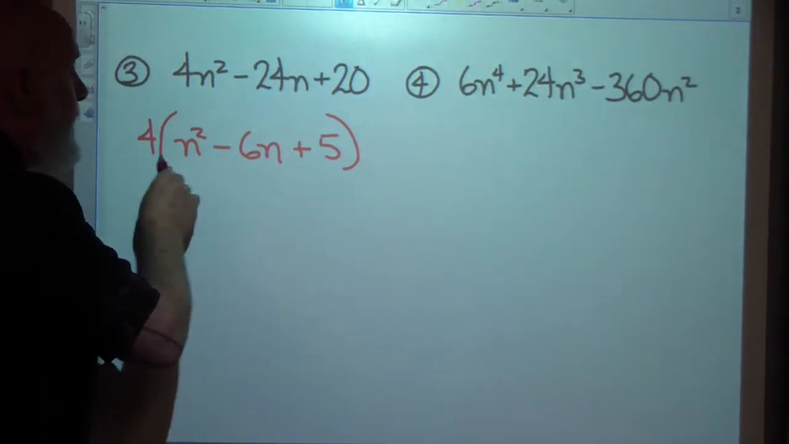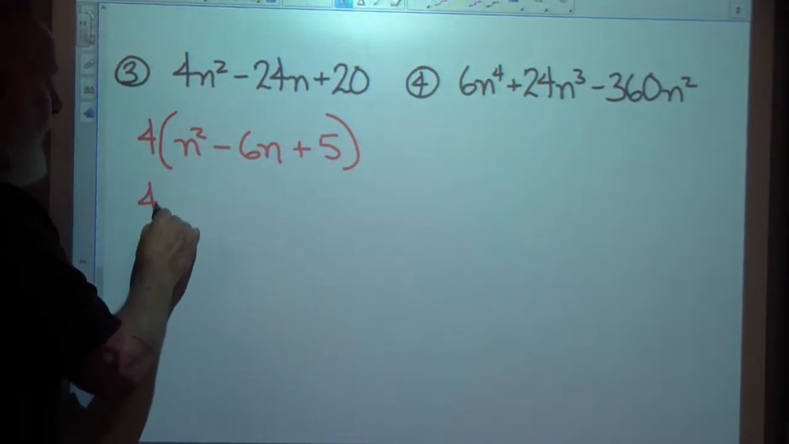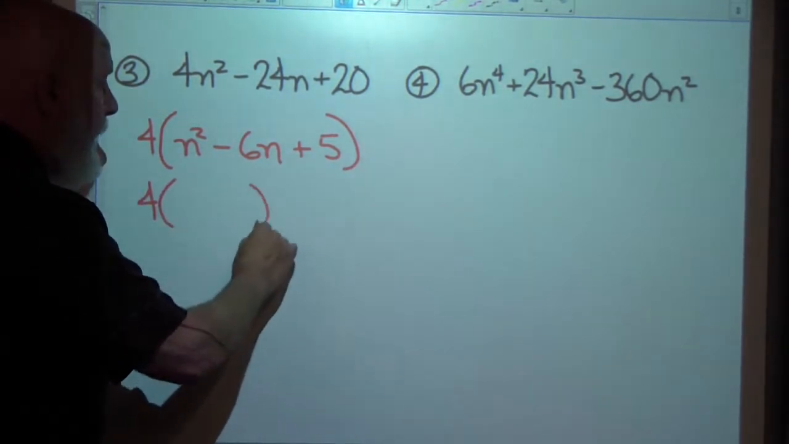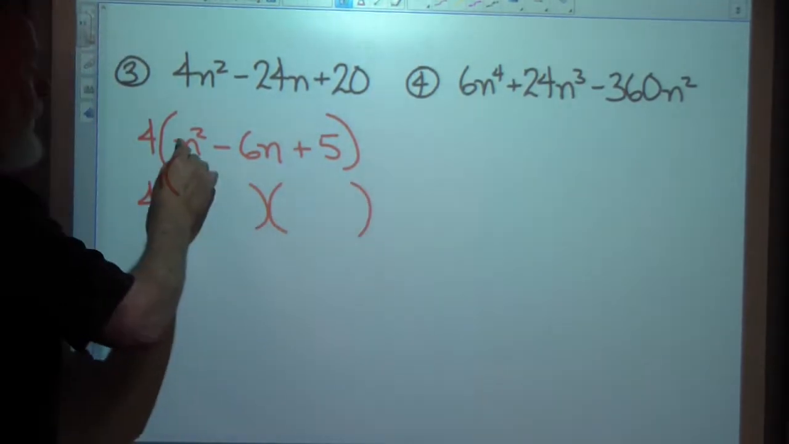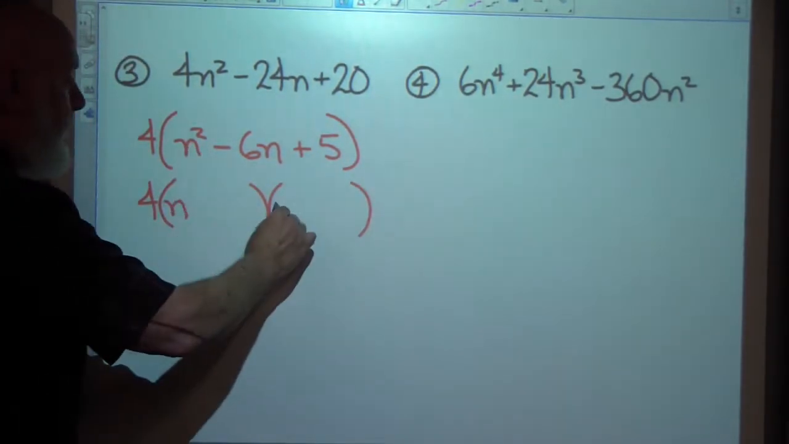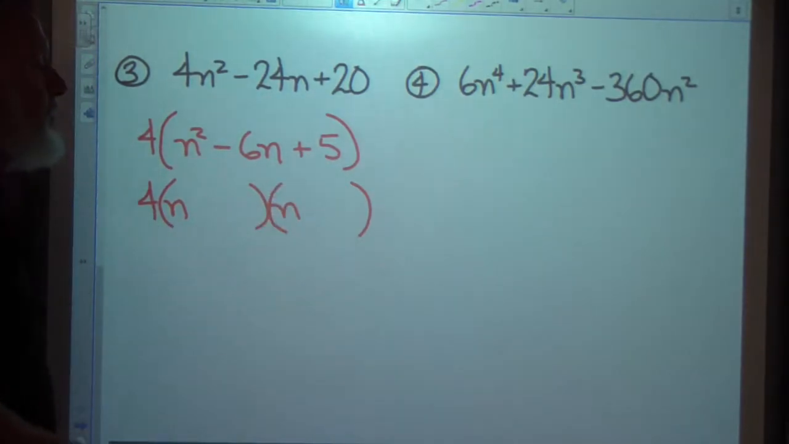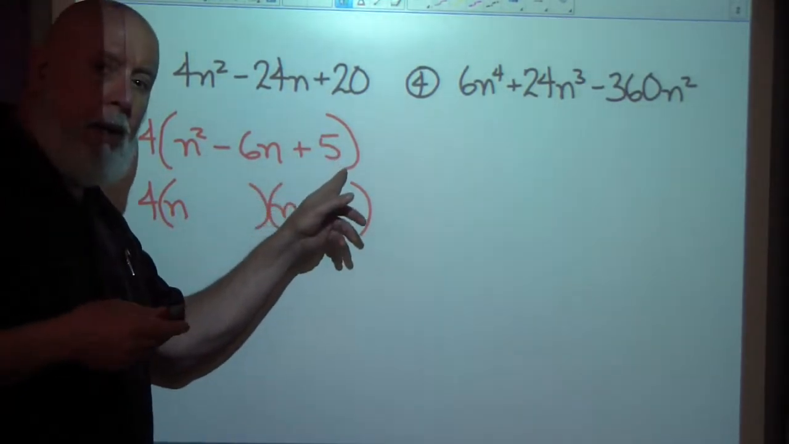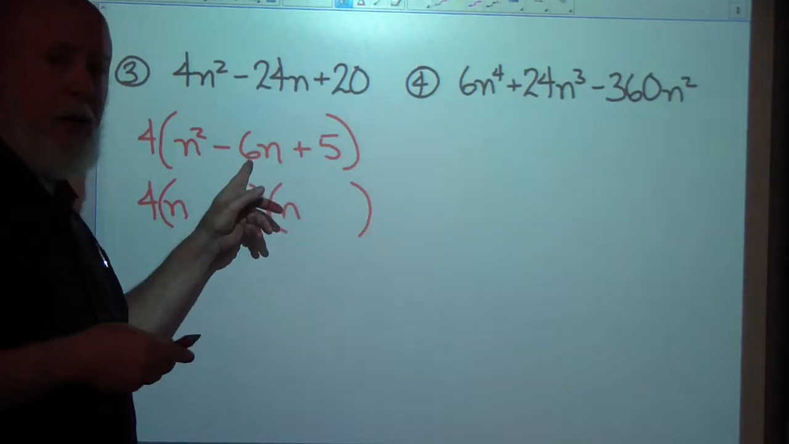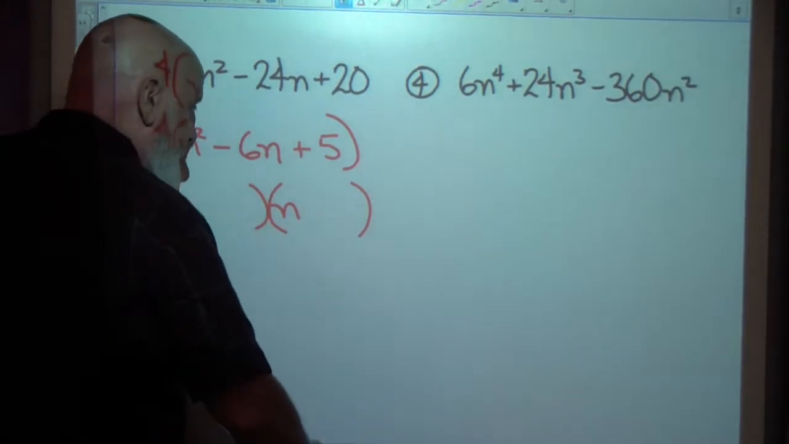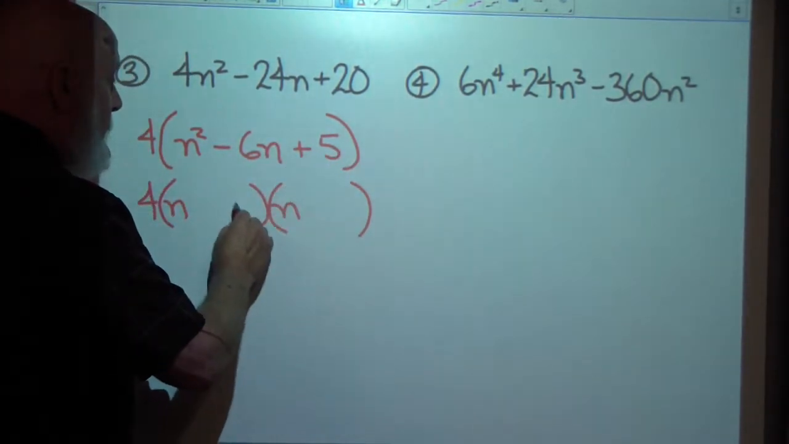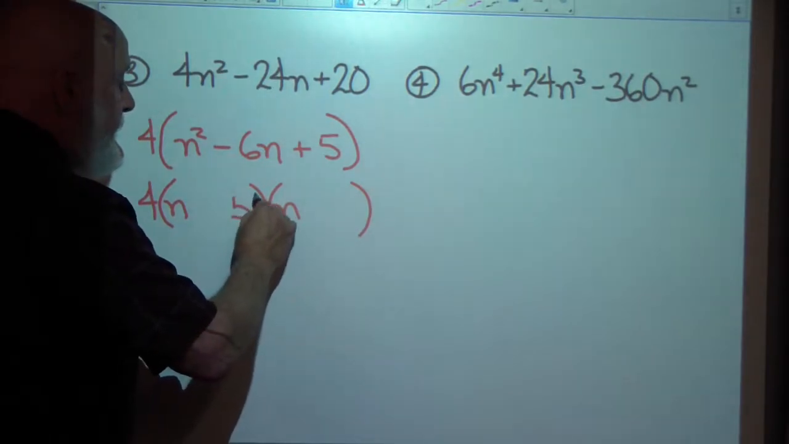Now I'm going to check to see if this will factor. I have a quadratic trinomial. I'm going to try to factor it. Take the square root of this one, put it here and here. I'm looking for factors of 5. Those are numbers that will multiply together to give me a 5, and the same numbers will either add or subtract to give me a 6. Well, those factors would be 5 and 1. 5 and 1 will add up to 6.